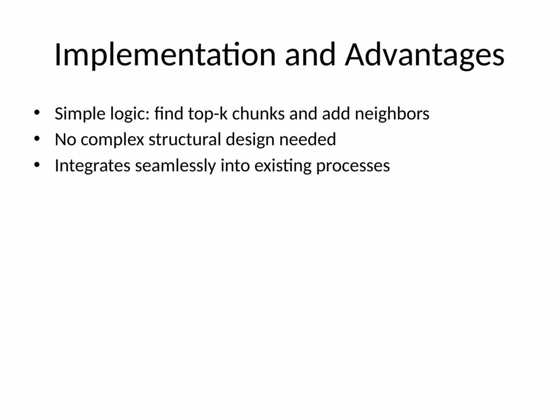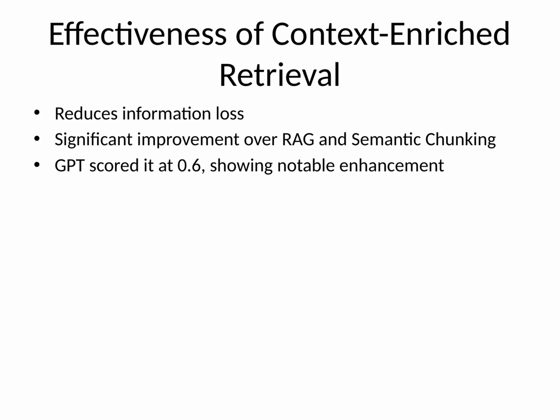The implementation is straightforward. Find the top K relevant chunks and add their neighbors. This method requires no complex structural design and integrates seamlessly into existing processes, making it highly efficient. Context-enriched retrieval effectively reduces information loss and shows significant improvement over methods like RAG and semantic chunking. With a GPT score of 0.6, it demonstrates a notable enhancement in answer quality.